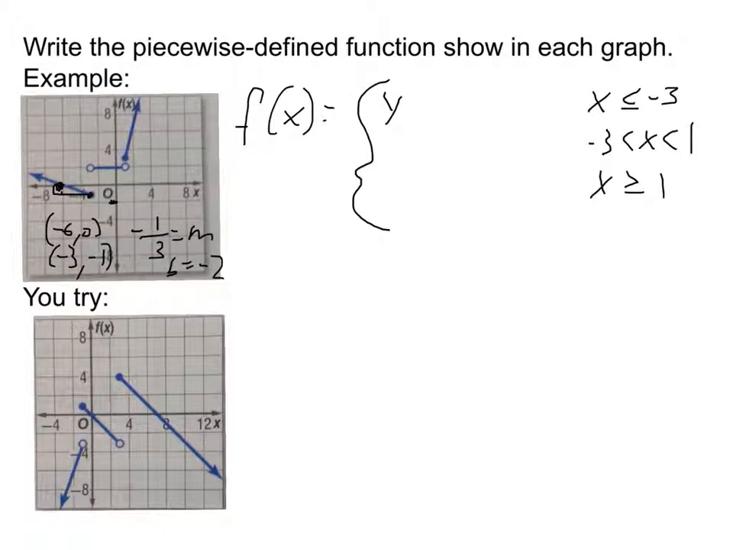y equals, well, we've already got the f of x. I don't need y. Sorry about that. We've got f of x equals already, so we just need to write -1 over 3x minus 2. So that would be that very first one.